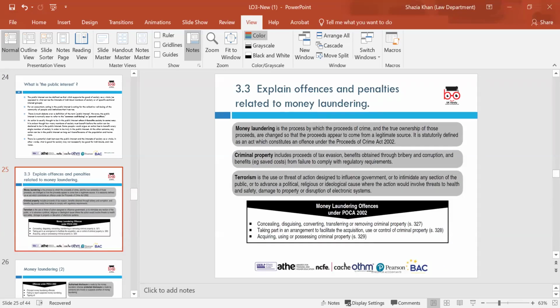The next element is explaining penalties related to money laundering, and what money laundering is. Money laundering is defined in the Proceeds of Crime Act 2002 as the process by which the proceeds of crime are converted into assets which appear to have legitimate origins, so they can be retained permanently or recycled into further criminal enterprises.